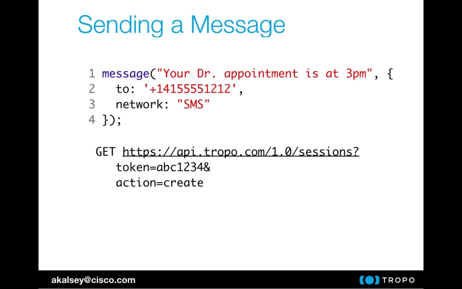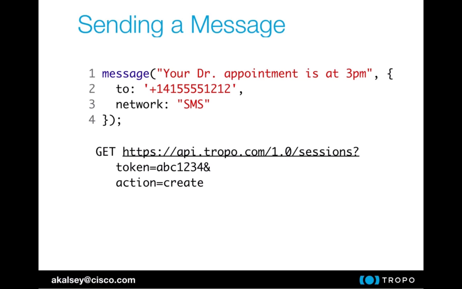So we're doing a GET request to that URL, and then we're passing a couple of query string variables. The first is token. Token equals, in this case, ABC1234. Action equals create tells Tropo you'd like to create a session; we're pretending to be a POST even though it's a GET. The token is your API key for creating a Tropo call and for launching a Tropo session using this REST API.